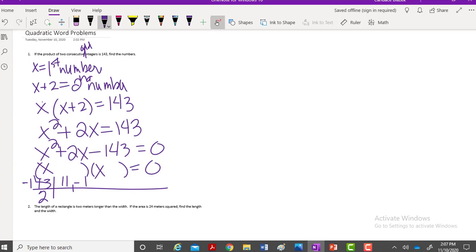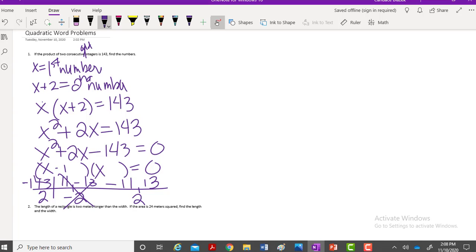And 11 times negative 13 is negative 143. But when I add them together, I get a negative 2. It only differs by negative sign, so it's not correct, but it's close. And I know how to fix this. I change the positive and negative signs on the factor pair. You'll see that negative 11 times 13 is negative 143, and their sum is 2.